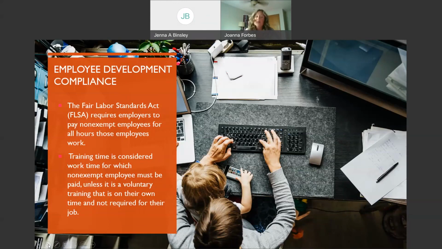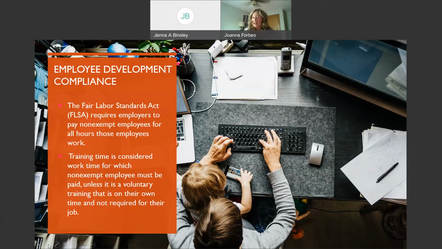Training time is considered work when the non-exempt employee is doing it because it is part of their job and it benefits their employer. It's not considered work if they're doing it voluntarily, on their own time. It's not required for their business or their job, and it really doesn't have much impact on their job. It's more of a personal opportunity of growth. So that is when it can be unpaid.